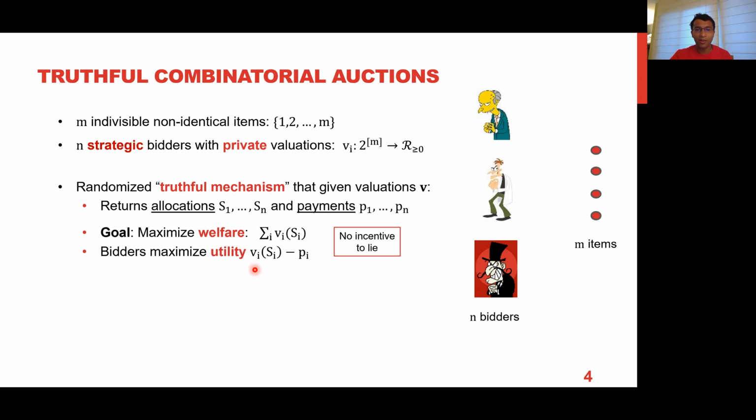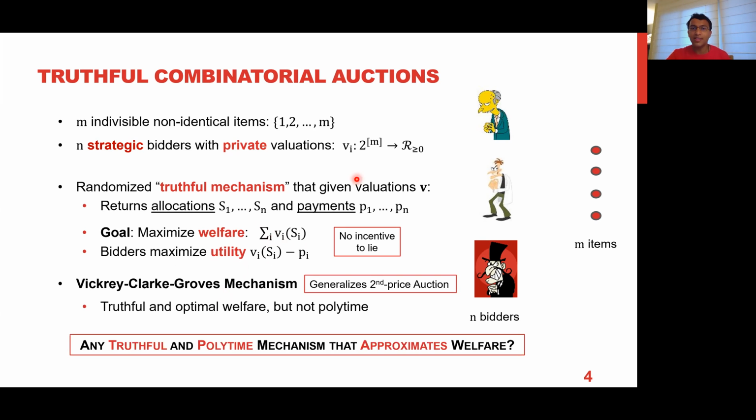Our mechanisms will be obviously truthful, so it will be very easy to verify that the bidders have no incentive to lie. Good. Now, there's a classical result of Vickrey, Clarke, and Groves, which shows that for any valuation, even for subadditive valuation functions, there exist truthful mechanisms which get you the optimal welfare. However, they don't run in polynomial time. They do run in polynomial time for additive valuations, but as soon as you go beyond, say, to submodular and subadditive valuations, then they don't run in polynomial time.